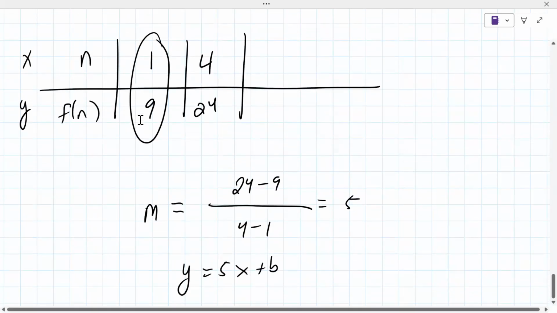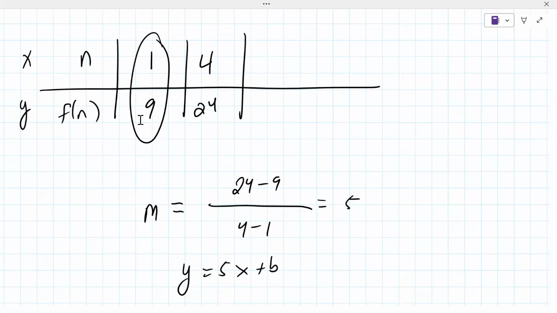Wait, can you say that again? Sorry. Just like we've been doing, you're picking an ordered pair, x and y. I recommend using that first one to fill in for x and y, to get b. Okay. Got it.